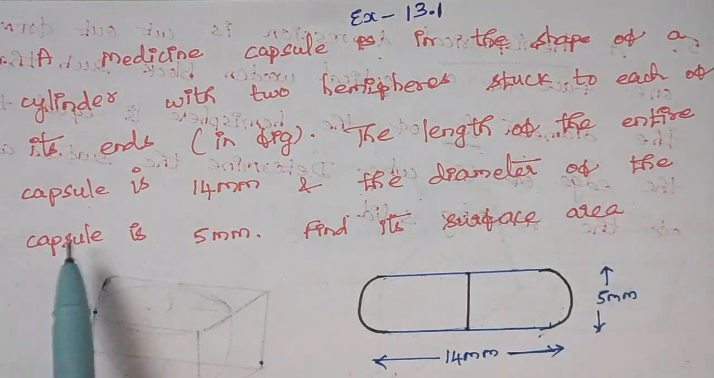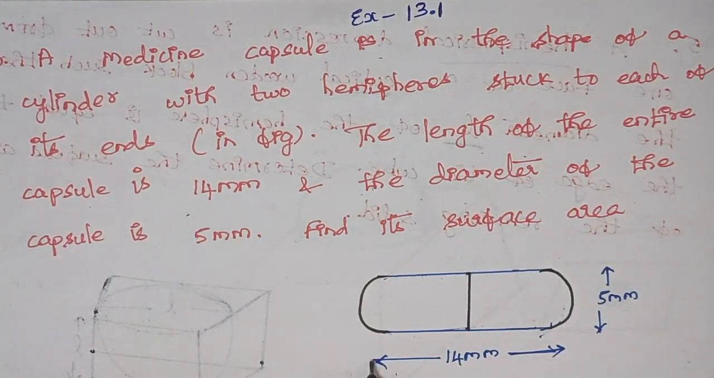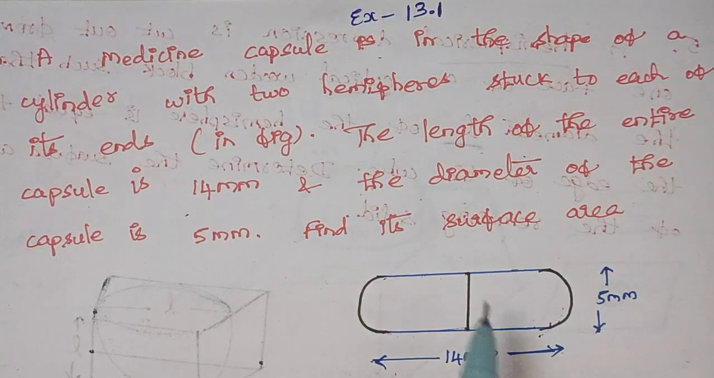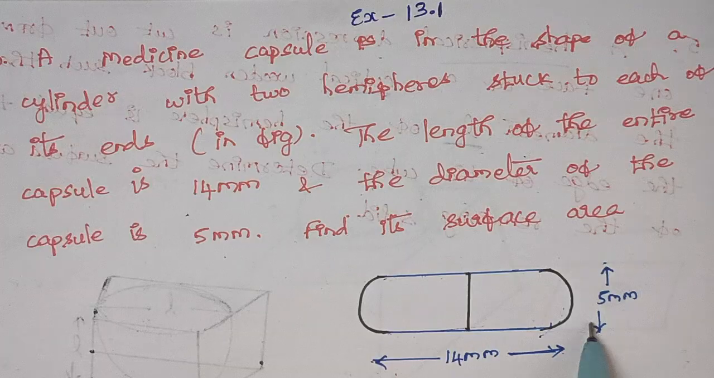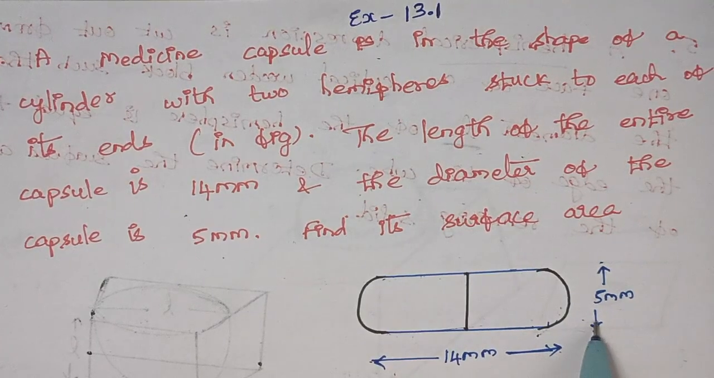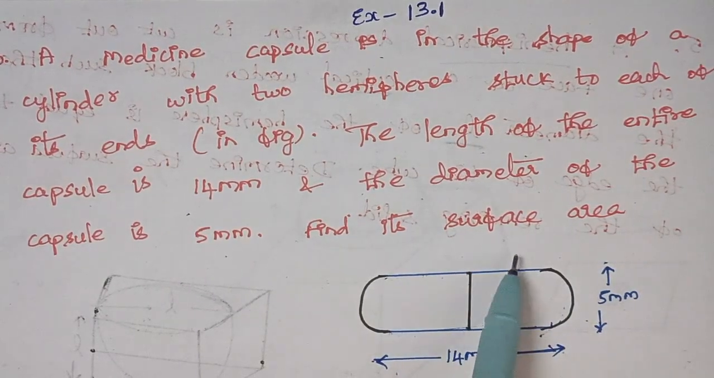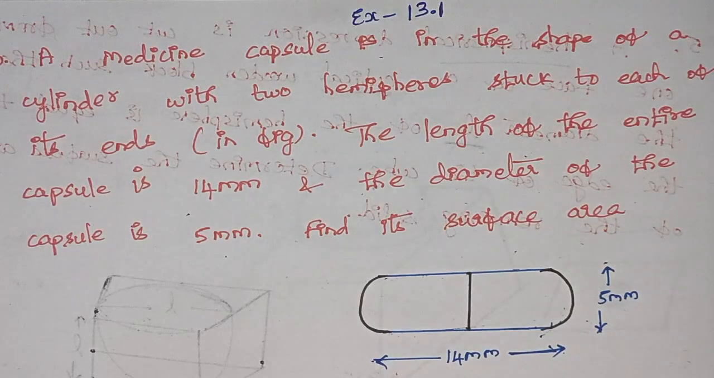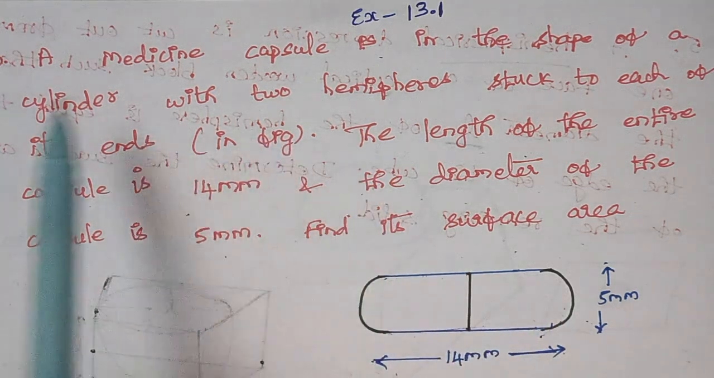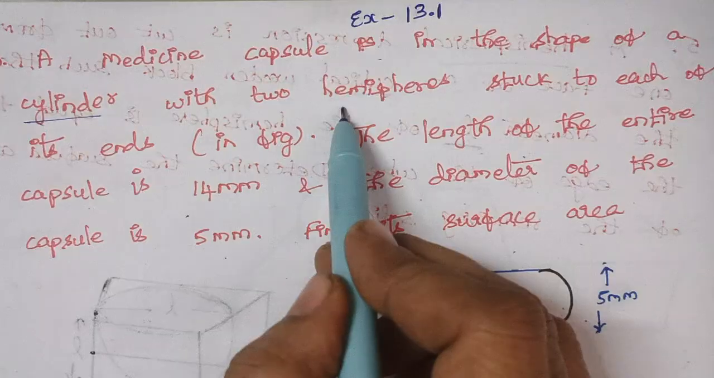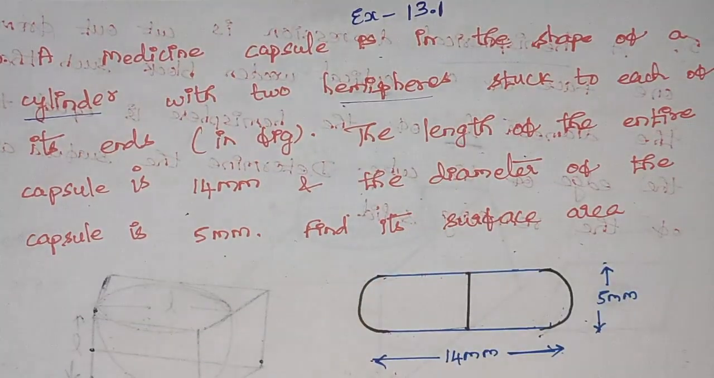So the length of the entire capsule is 14 mm. So the total length is 14 and the diameter of the capsule is 5 mm. So this is your diameter, right? So it is 5 mm. Find its surface area, right? So here we are having two shapes, namely, what are all the shapes here? One is a cylinder and the other is a hemisphere, right?